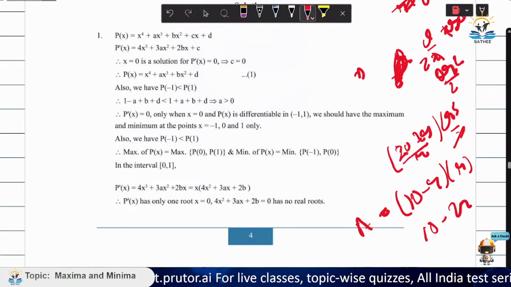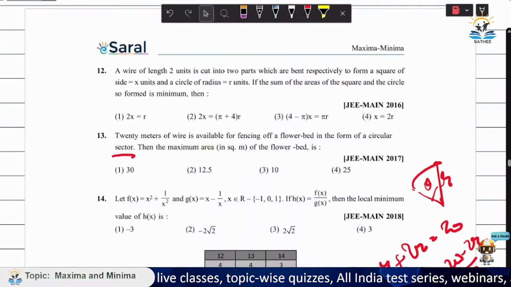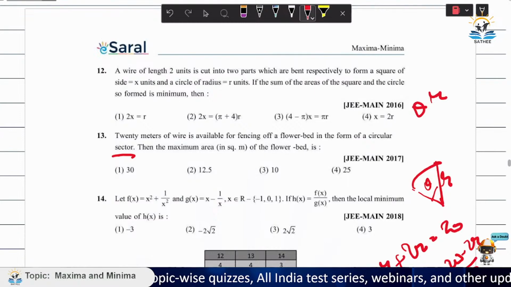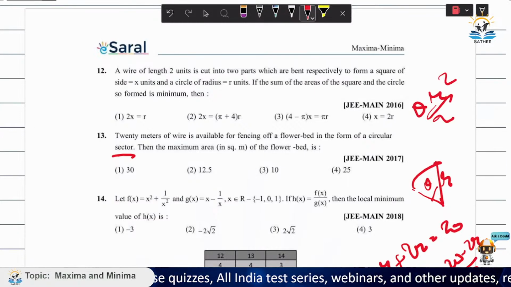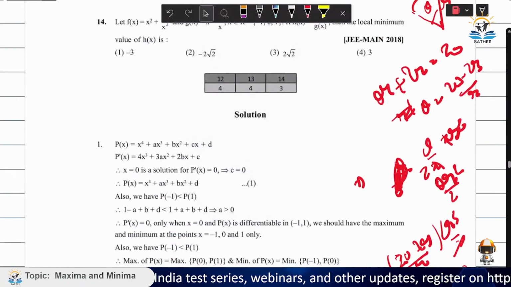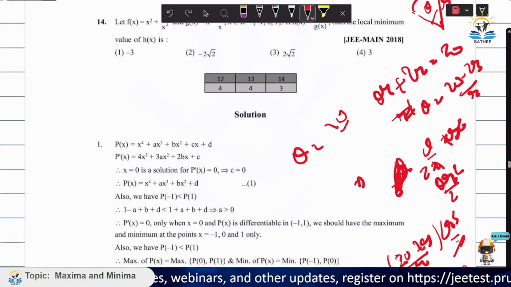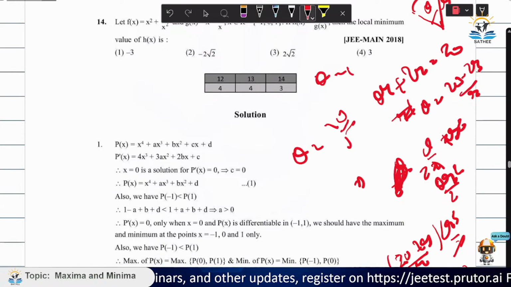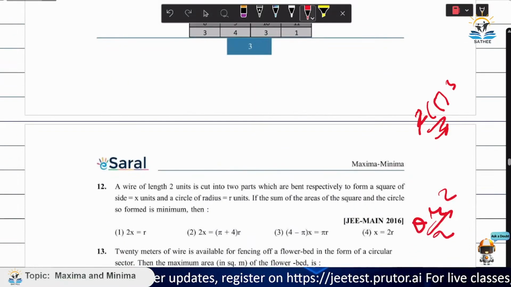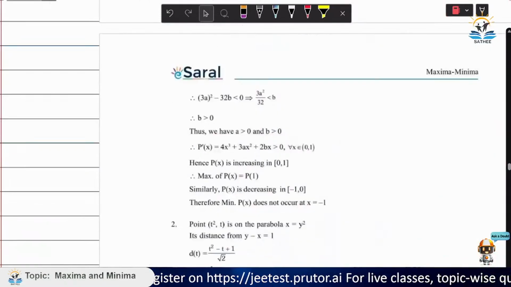So r has to be 5. And the maximum area we have as theta r square by 2. So theta at r equal to 5 would be 20 minus 10 is 10, 10 by 5, so theta becomes 2. Theta is 2. So 2 into 25 by 2, so it is 25. The 13th has the answer as 4.